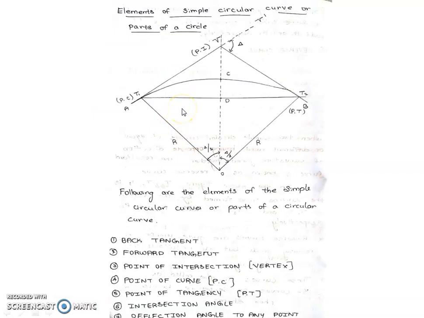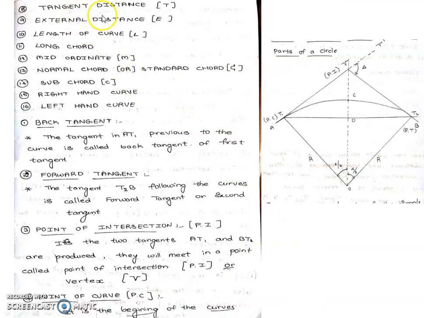So next are the elements or parts of a simple circular curve. Back tangent is here, A T1, forward tangent T2 B, point of intersection here V, and point of tangency is here at the end point of the arc, intersection angle here, and next deflection angle, that is here, tangent distance T, this is nothing but T to V, external distance, length of curve, this is the total length of the curve, long chord here, this is the long chord.